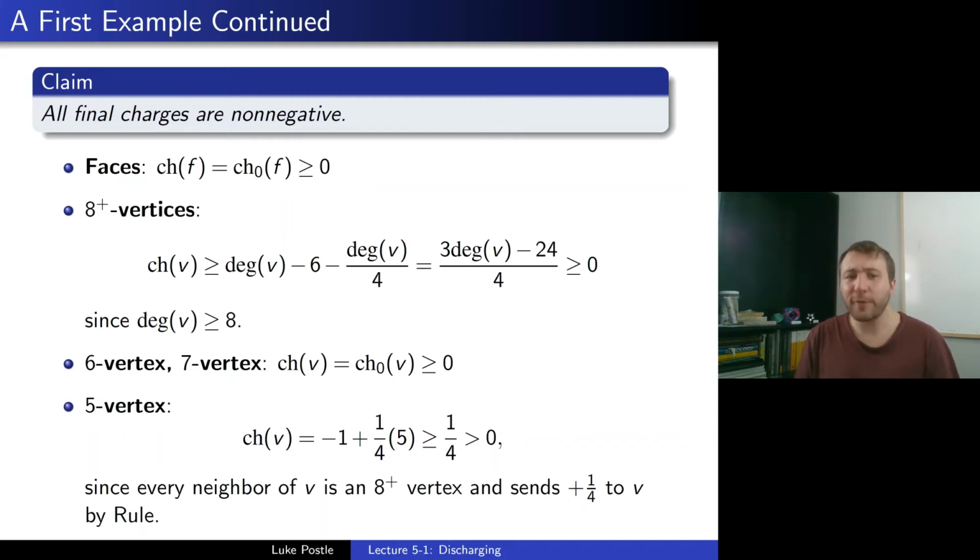And then the 5 vertex, well, the charge there would be negative 1, and it gets a quarter from every neighbor, because every neighbor of it is an 8 plus vertex, and so it'd send a quarter to v by our rule. So we get minus 1 plus 5 quarters, which is a quarter, which is, of course, greater than 0. So all of the vertices will end up non-negative, and the faces are non-negative, so the sum is all non-negative, and that's a contradiction. So of course I should write that out if I was doing a formal proof, but here we're just going through the ideas.